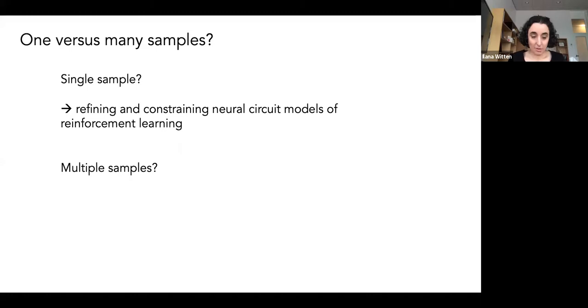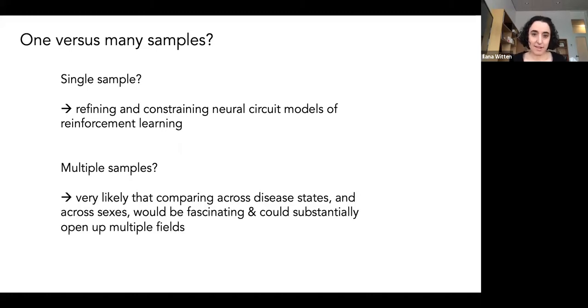And then finally, multiple samples. Well, this is more speculative since we haven't yet analyzed one sample, but it seems to me very likely that comparing across disease states and also across sexes would be very fascinating and could possibly open up multiple fields as that data becomes available. So I think it will be very interesting to know how the connectome differs across these conditions.